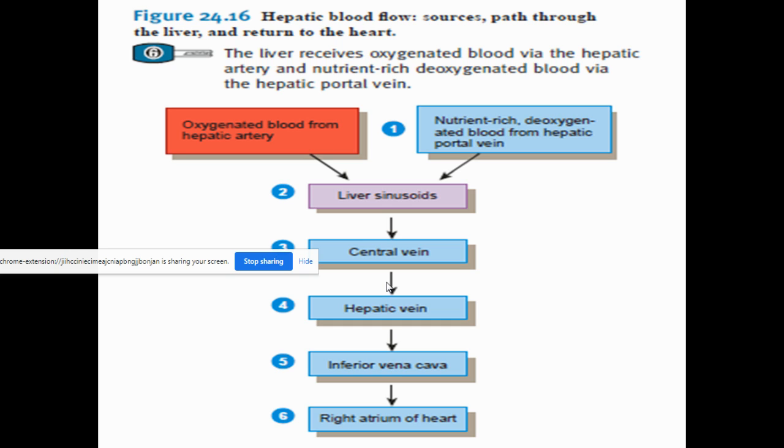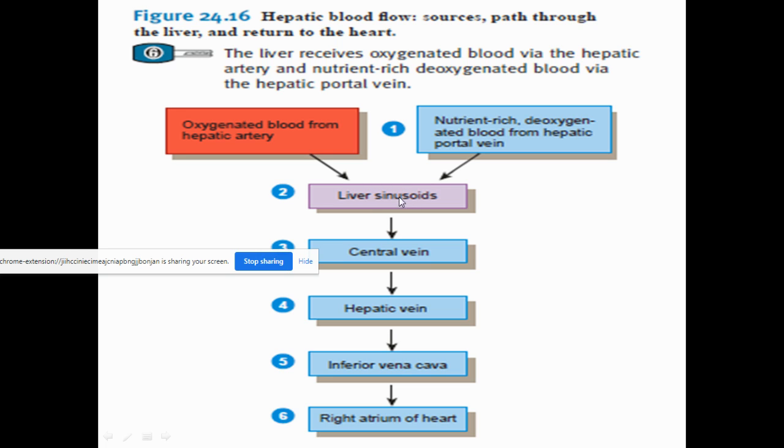So you can see from the picture, oxygenated blood is received from the hepatic artery, and nutrient-rich deoxygenated blood from the hepatic portal vein. They all flow into the liver sinusoids. It is collected by the hepatic sinusoids. From here, the nutrients and toxins are all taken up by the hepatocytes. So this will also nourish the liver.